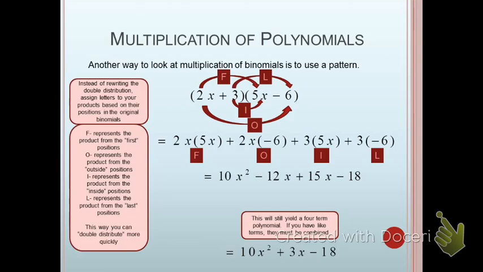So notice 2x times 5x is 10x squared. Doing our outer, 2x times negative 6 is negative 12x. Our inner, 3 times 5x is 15x, and 3 times negative 6 is negative 18. Then we see that negative 12x and positive 15x are like terms, so we can combine those. Our final answer is 10x squared plus 3x minus 18.